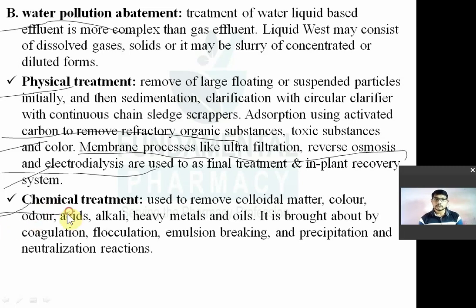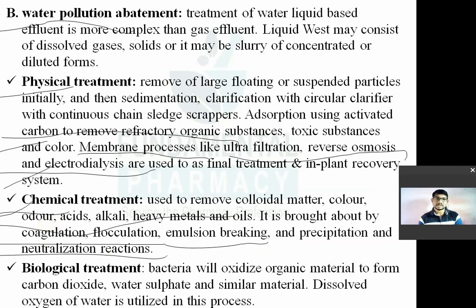Chemical treatment is used to remove the colloidal matter, color, odor, acid, alkali, heavy metals or oils present in the waste water. It is brought about by, ये कैसे करें, coagulation method यूज कर सकते हो, flocculation, then emulsion breaking, precipitation and neutralization reactions. This is a chemical treatment of water. Now next one is a biological treatment.